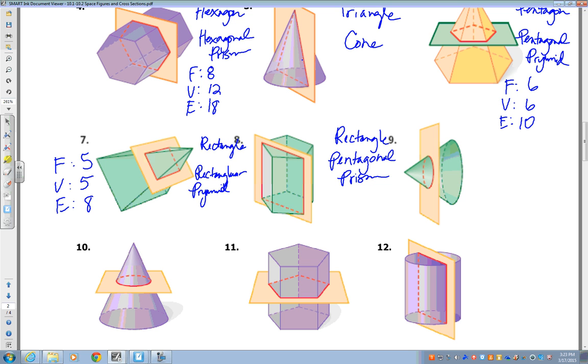All right, it's a polyhedron, so we have some faces, some vertices, and some edges. How many? Yeah, 7 faces. How many vertices do we have? 10. So then how many edges will we have? 15. All right, last one that we're going to do together. Circle is the cross section. Cone.